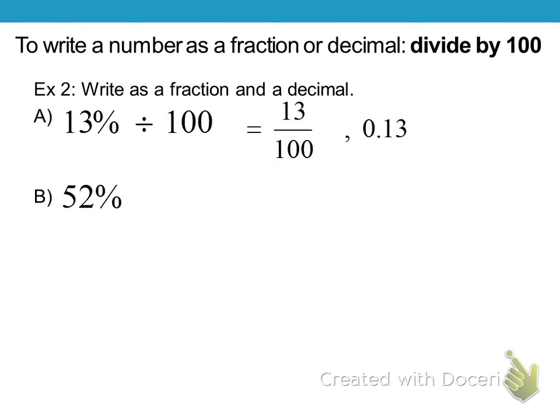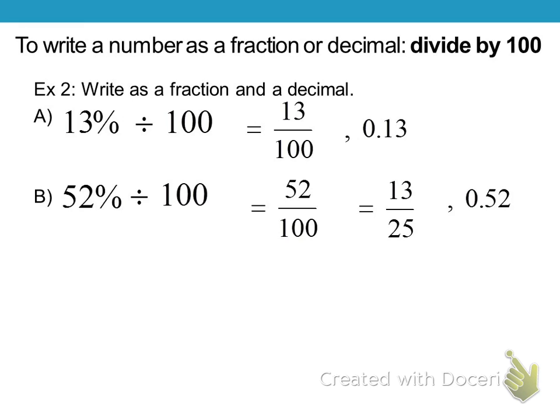52%. 0.52 or 52 over 100. However, you have to simplify. They're both even numbers, so you could divide by 2. They're both divisible by 4, right? No. They are not both divisible by 8, so let's go with 4. So 13 over 25. Good. And then the decimal is easy, just the 2 jumps.